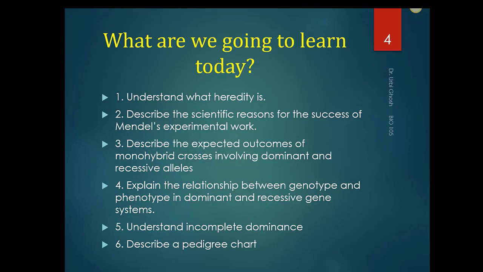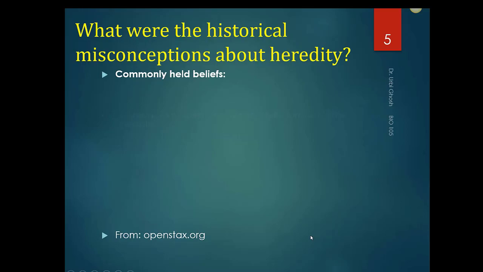So what are we going to learn about today? We're going to try to understand what heredity is. We're going to describe the scientific reasons for the success of Mendel's experimental work. We're going to describe the expected outcomes of the monohybrid cross involving the dominant and the recessive alleles. We're going to explain the relationship between a genotype and a phenotype, and understand what incomplete dominance is. And finally, we're going to understand how to describe and read the pedigree chart and what it says to us.